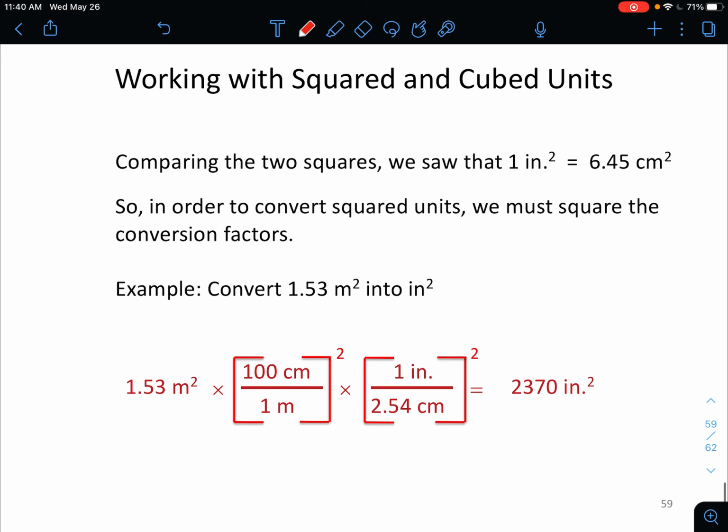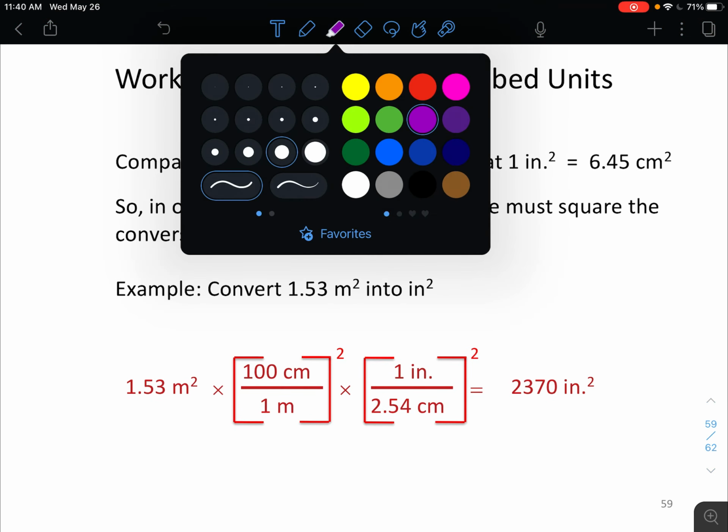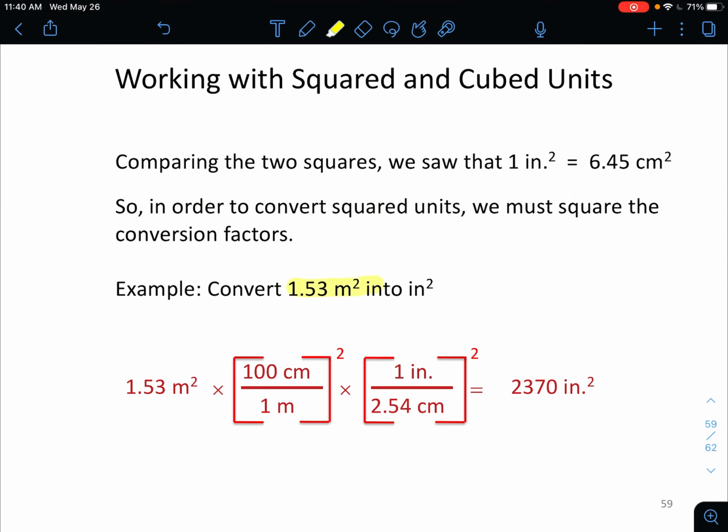Okay, so the example I have here is to convert 1.53 meters squared into inches squared. So the plan is meters squared to centimeters squared to inches squared. In both steps, we're converting from one squared unit to another, so we're going to square the conversion factor.